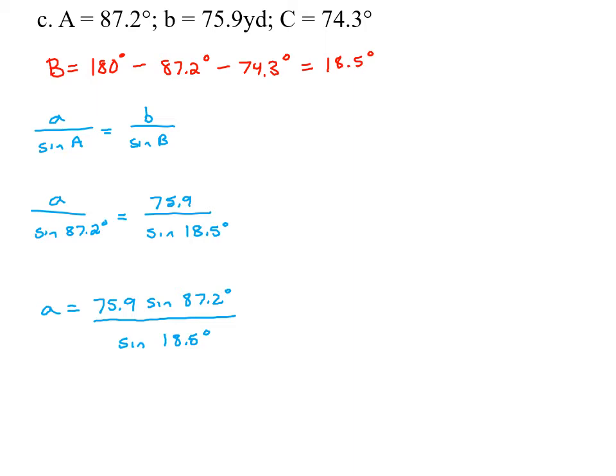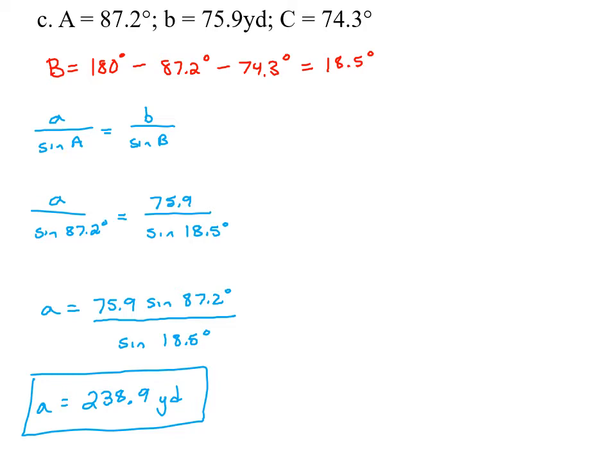Ooh, that's a really big side. So we'll get that a is, rounded to one decimal place, 238.9, and this is yards in this case, which kind of makes sense. If you notice, angle B is much smaller than angle A, and so you would imagine that side b would be much smaller than side a. So that's probably about right. And you can kind of also tell angle A and angle C are pretty close, so side a and side c should be fairly close in number as well. Let's see if that happens.